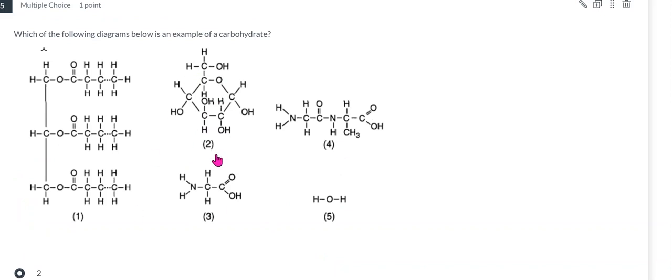I hope this will help you to find out why this answer is correct and why this is a carbohydrate, because you can see it's a hexagon ring and it is a carbon, hydrogen, and oxygen combination and there is no nitrogen or anything like that here. So this is the best choice for that.